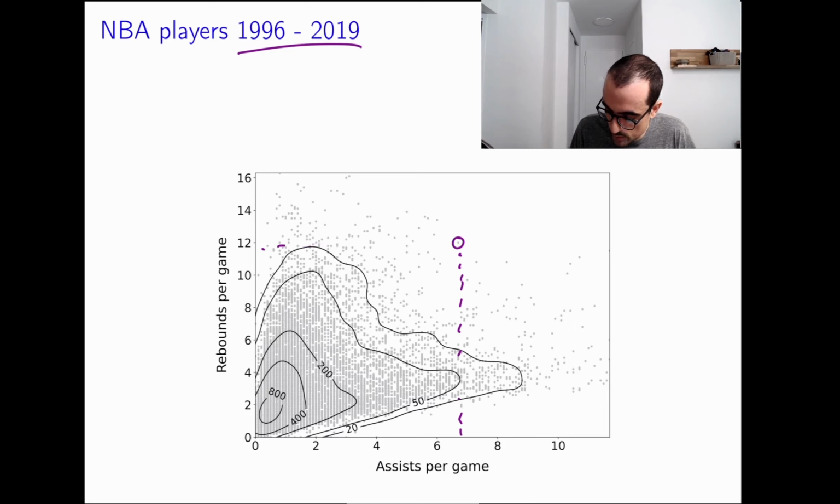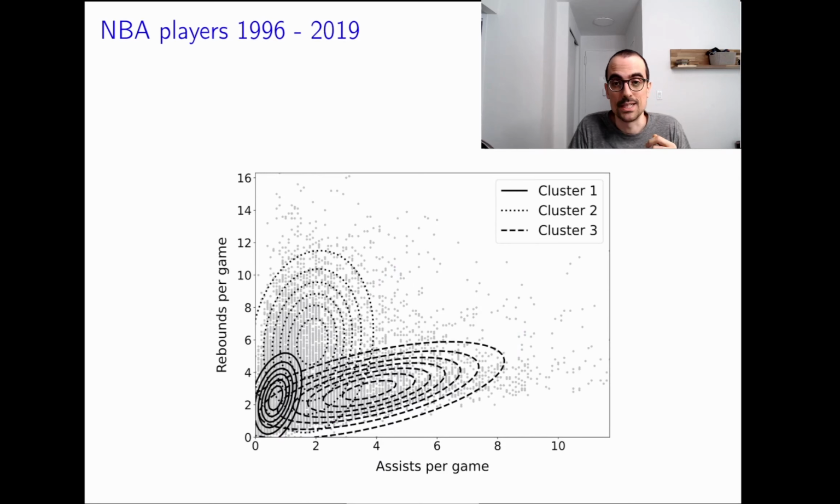And now what we want to do is automatically cluster players according to these 2 features, according to rebounds and assists. These lines here are contour lines of a kernel density estimate. Okay, so just by looking at this, it's not immediately obvious how to cluster the players. So we're going to fit a Gaussian mixture model with 3 Gaussians and see what happens. And this is what happens.